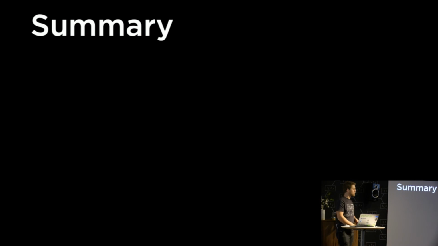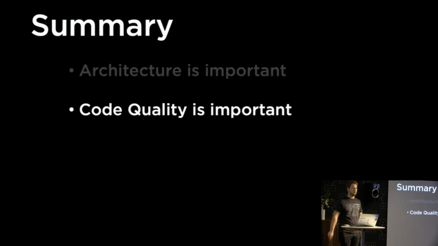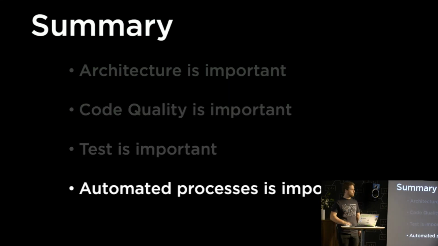So, to summarize this, architecture is important, code quality is important, test is important, quality assurance is important. I think those are three points that make it easier to succeed when we are working as a DevOps team and we want to deliver value continuously to the user. I had a fourth point there as well. Automated process is important, of course.